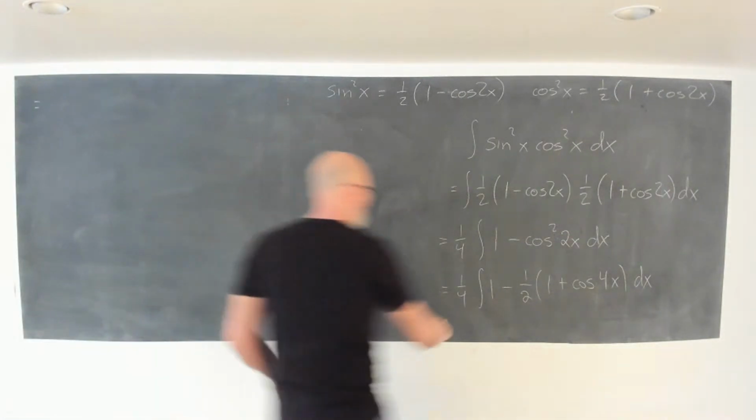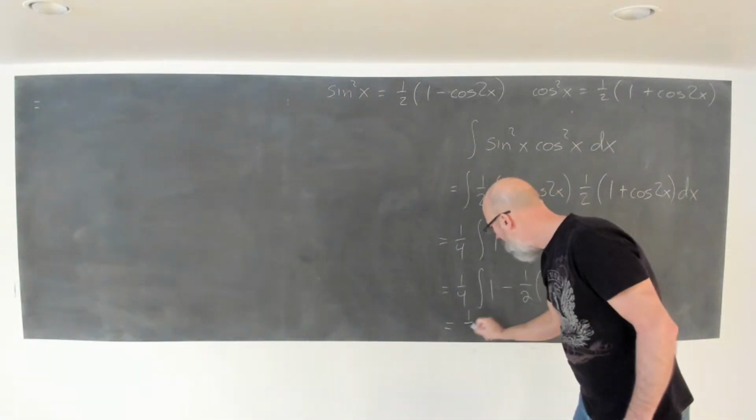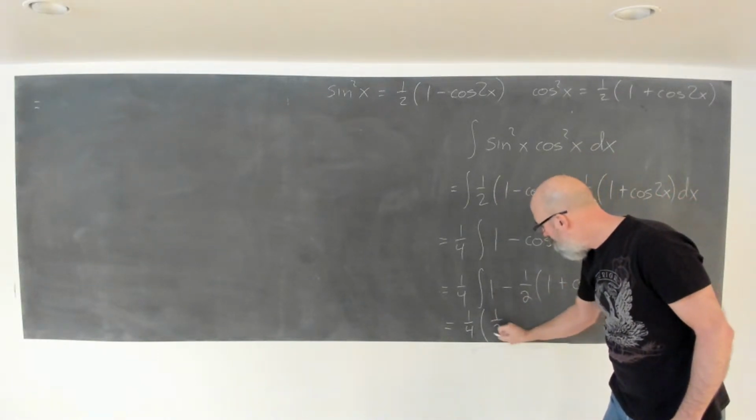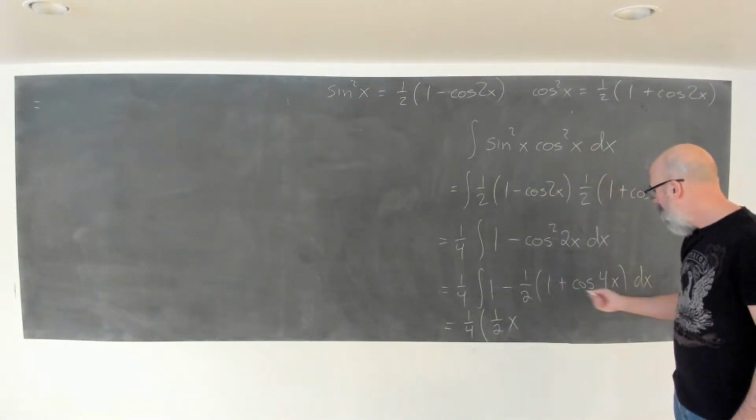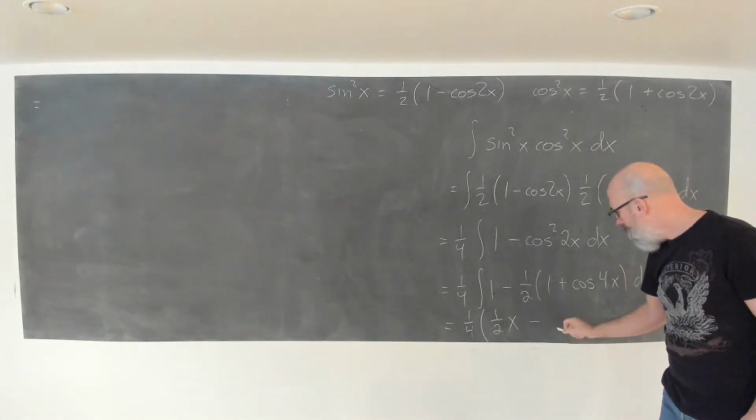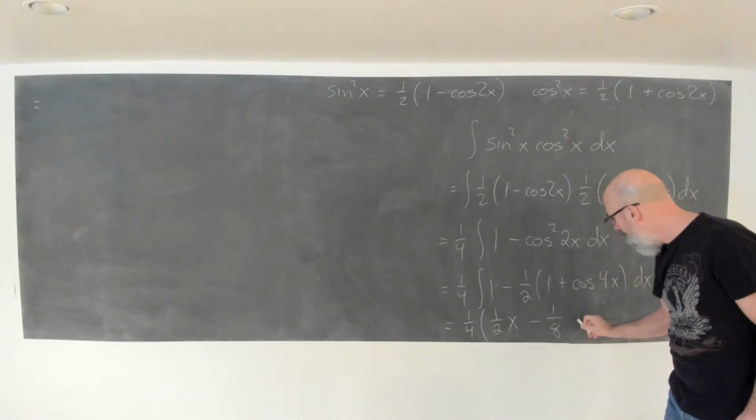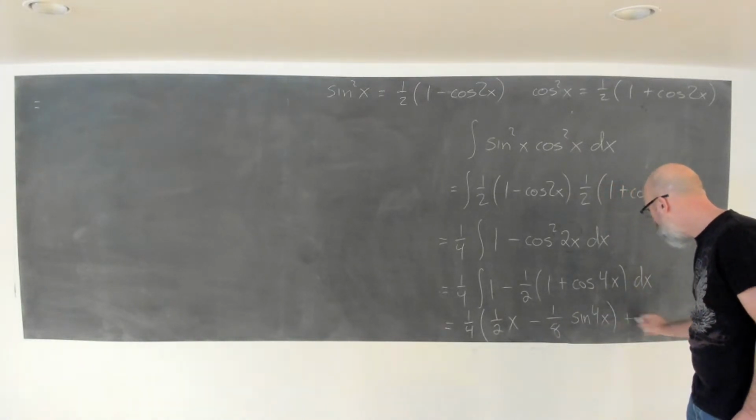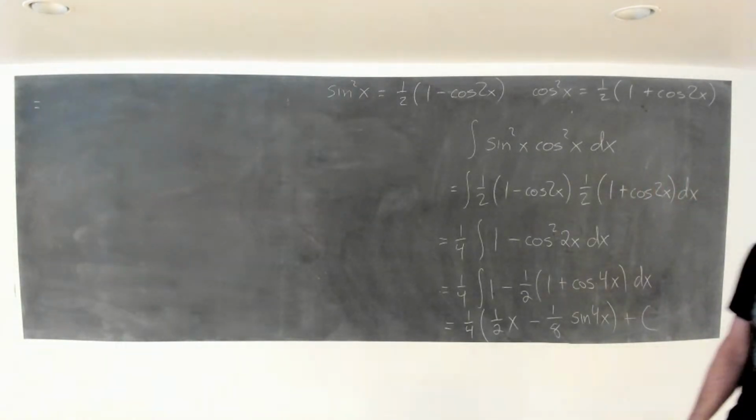Maybe we can write it here. 1 minus 1/2 is 1/2, so that is 1/2 x. And then you've got 1/2 cosine of 4x, whose antiderivative is 1/8 sine 4x. Throw in your arbitrary constant. There we go.